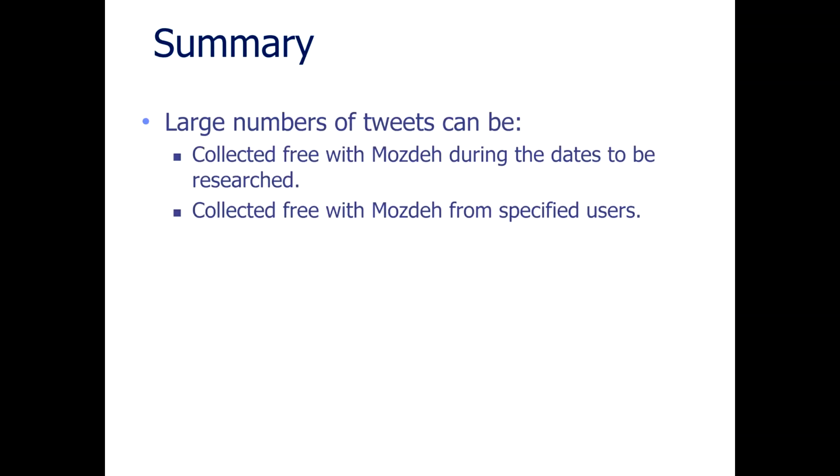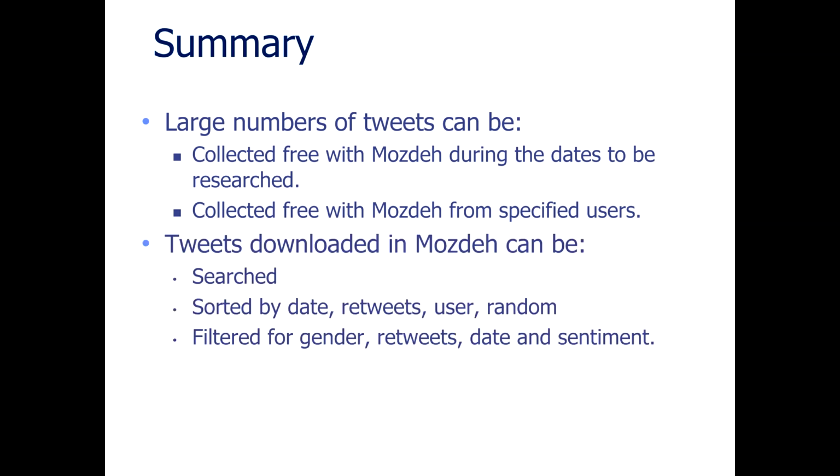So in summary, we can collect large numbers of tweets free with Mozdeh during the dates to be researched. Remember, Mozdeh only collects tweets in real time and not in retrospect. The oldest tweet it can collect is a week old, and often you can only collect tweets on the actual day of data collection unless you're collecting tweets from specified users. Once you've downloaded the tweets in Mozdeh, you can search them, sort them by date, retweets, username, or randomly, and you can filter them by gender, retweets, date, and sentiment, including combinations of those and including with a keyword or other query.